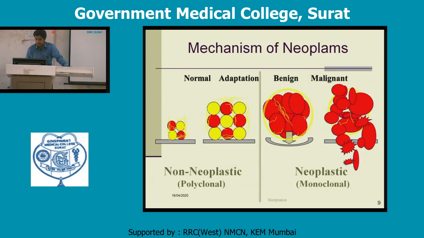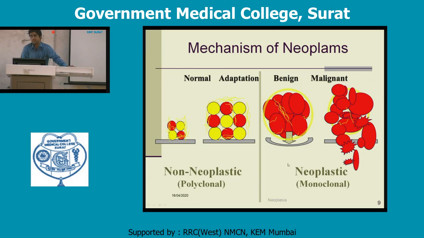What is the mechanism of neoplasm? It is divided into non-neoplastic and neoplastic. In non-neoplastic, that is the adaptive mechanism, there is polyclonal proliferation of the cells. For example, here two clones are there, and both clones have proliferated. So these are adaptive changes and it can get back to the normal condition once the stimuli is over.